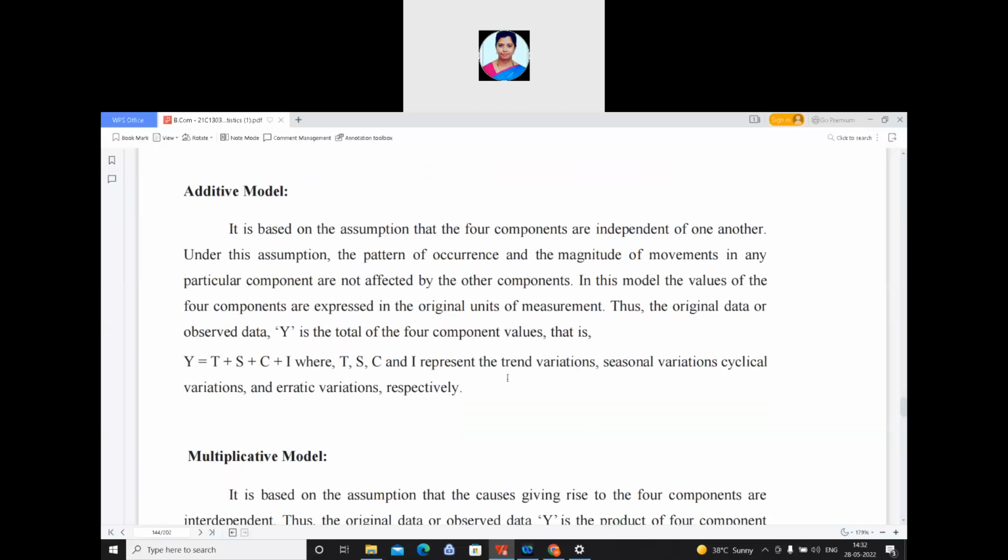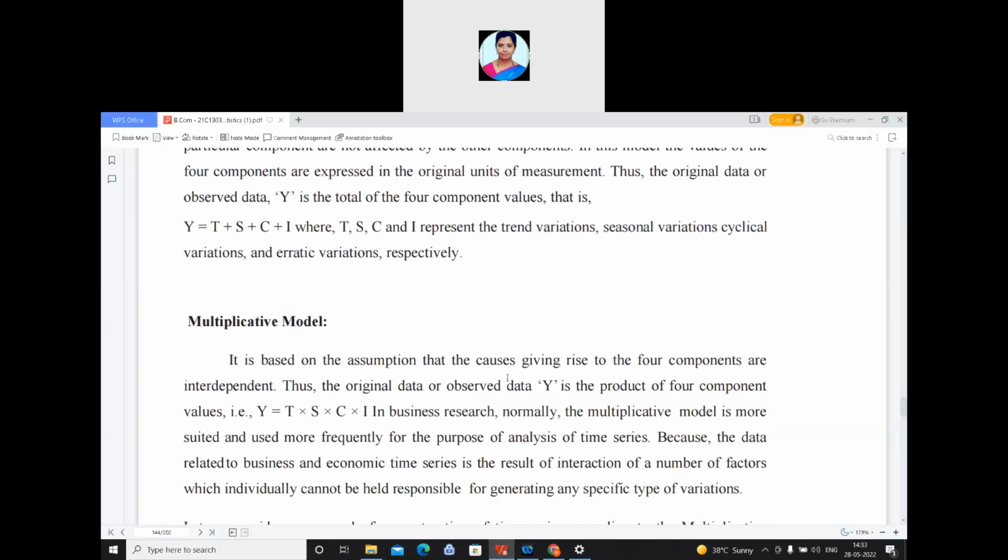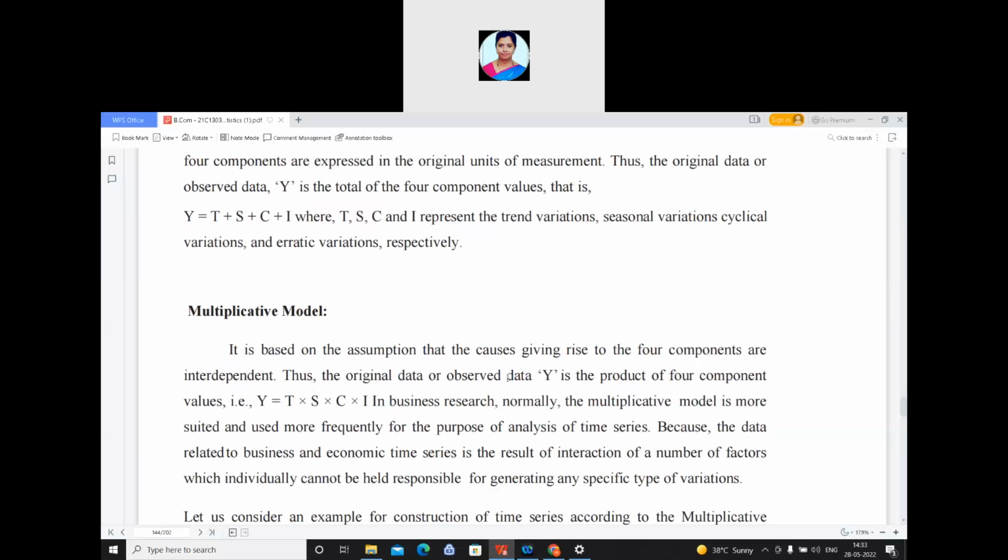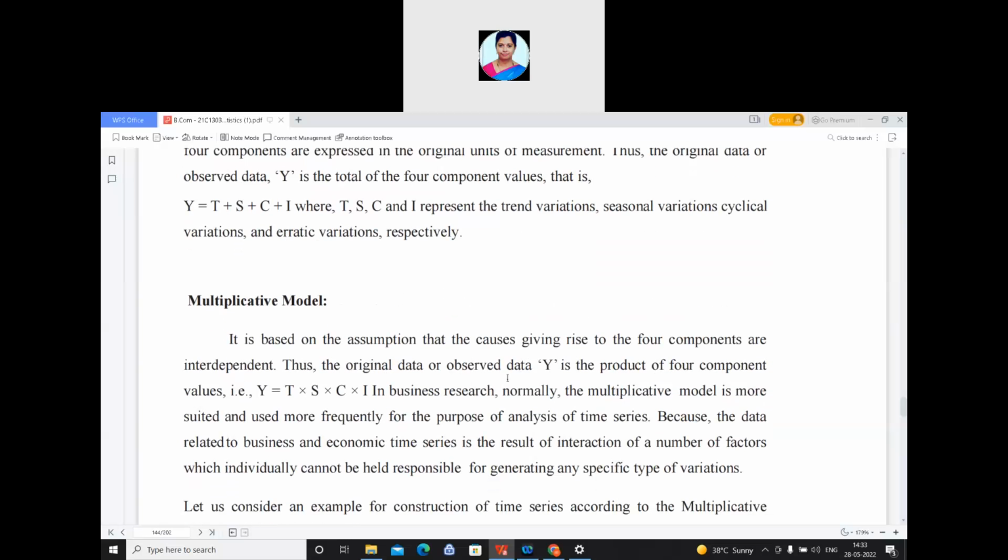Now we will move on to the next one, the multiplicative model. Under which assumption are we proceeding here? The causes giving rise to the four components are independent, we are assuming. So that the original data or observed data Y is the product of the four component values. That is Y is equal to T into S into C into I.